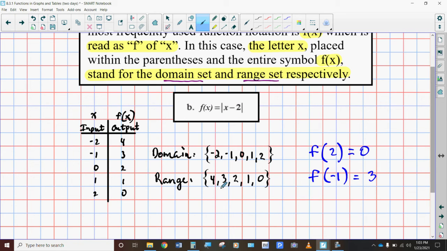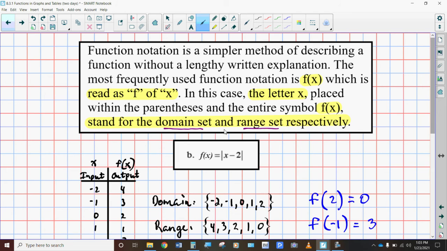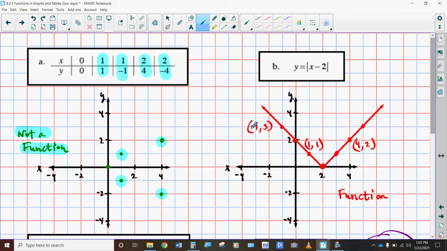Okay. So how do we express our answers here? If you'll notice over here where I had this point, let's do this one right there: -1 and 3. When we plugged in -1 for x, -1 minus 2 is -3, and the absolute value of that is 3. We would express it as an ordered pair, or we would say when x was equal to -1, y was equal to 3. Okay? So these are the two ways that you can express your answer.